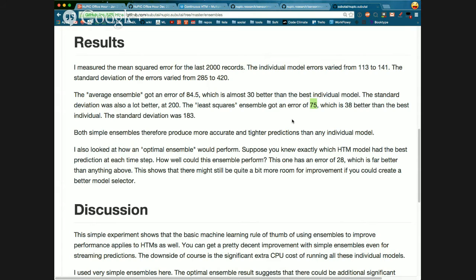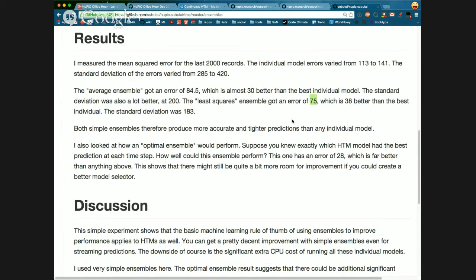You're saying 38 times better because of the square? No, it's an absolute value of 30. Oh, I see. I'm sorry. Than the best model. 30. Absolute value. Sorry. I was going to say that's weird.